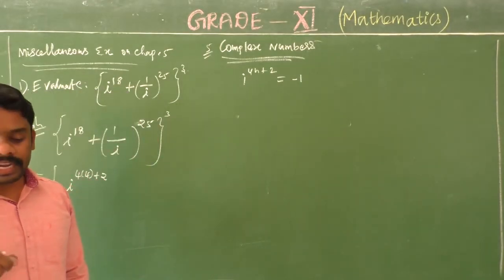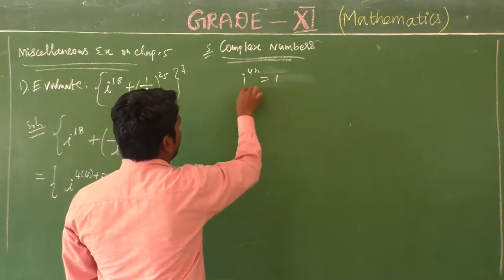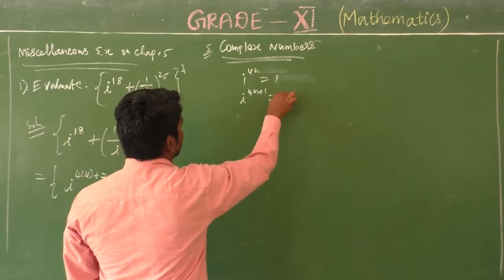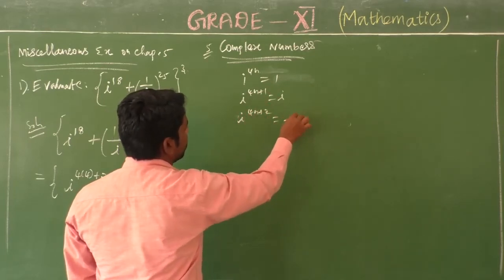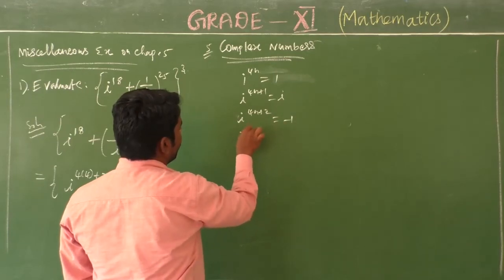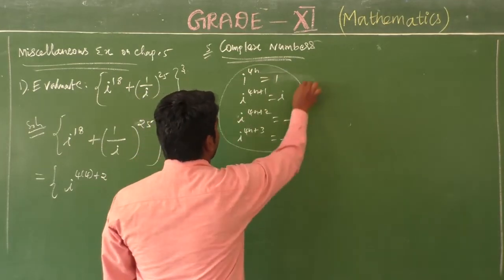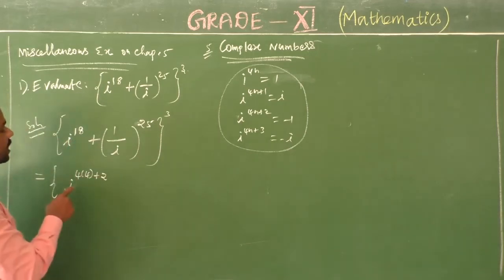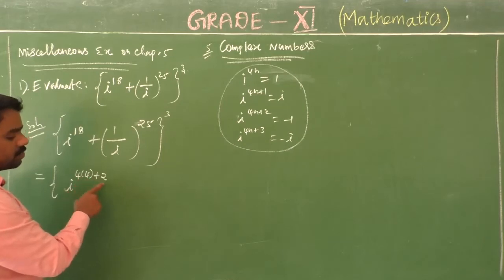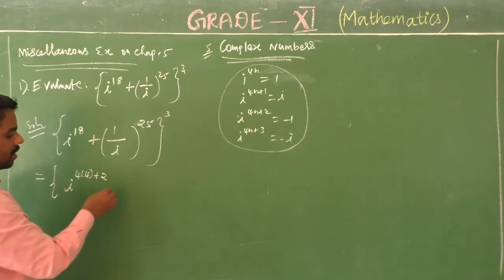You know i^(4n) is equal to 1, i^(4n+1) is equal to i, i^(4n+2) is equal to minus 1, and i^(4n+3) is equal to minus i. Here, i^18 is written as i^(4 into 4 plus 2), that is 4 fours are 16, 16 plus 2, 18.